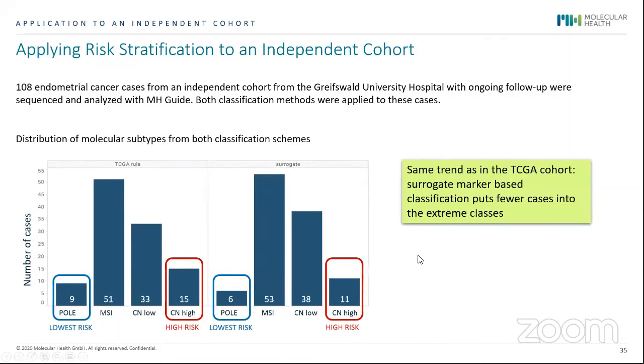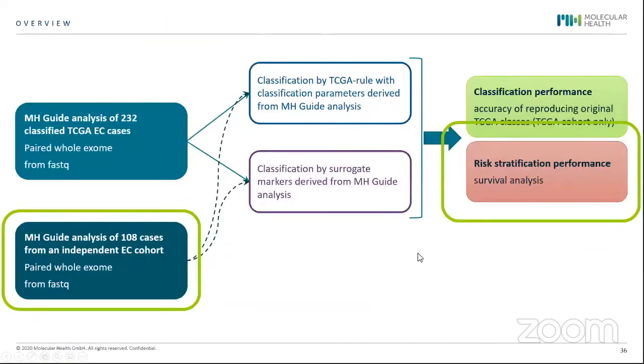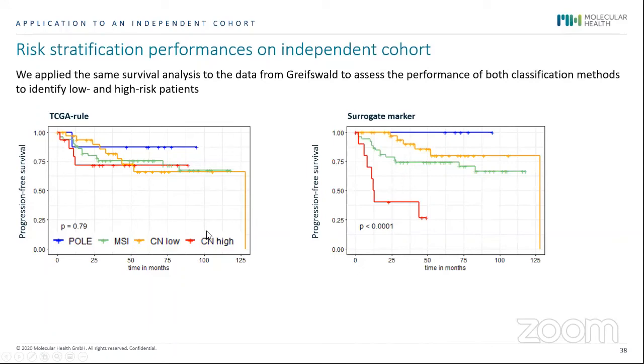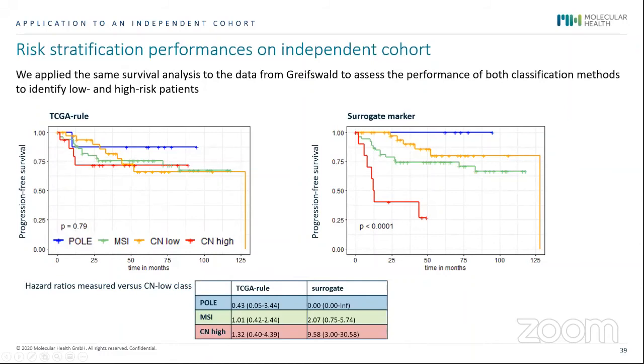Now looking at the actual risk stratification performance, that is the TCGA rule. And you can maybe imagine we were not too happy about this. It just didn't perform. There's nothing to deny here. However, the surrogate marker-based classification still performed pretty good, apparently. Kaplan-Meier curves are great to lie with.